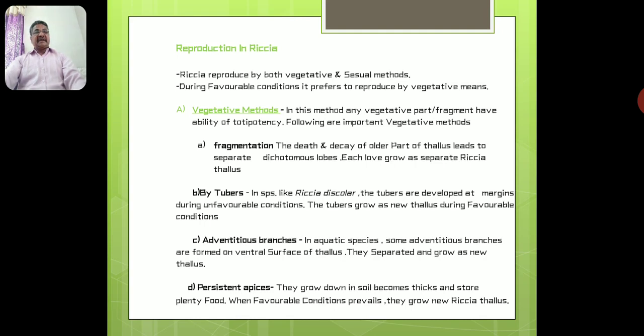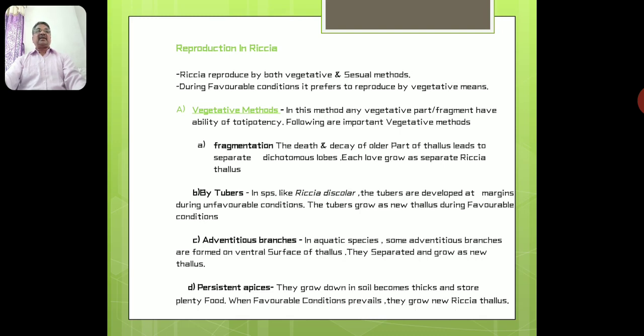In this method any vegetative part of the plant has the ability to develop a new Riccia thallus, because every plant cell has the capability of totipotency. Totipotency means total potential. A single cell, a group of cells, or a part of the organ or plant body is able to develop the entire plant.